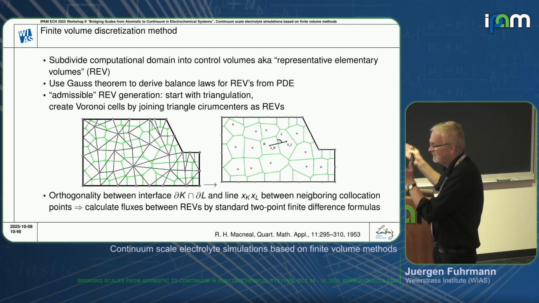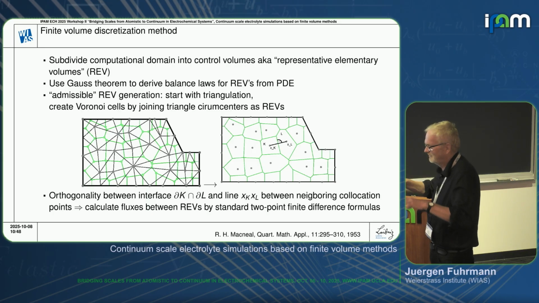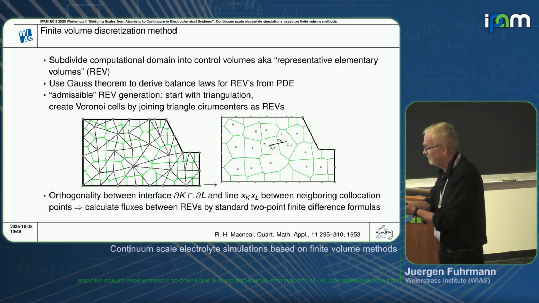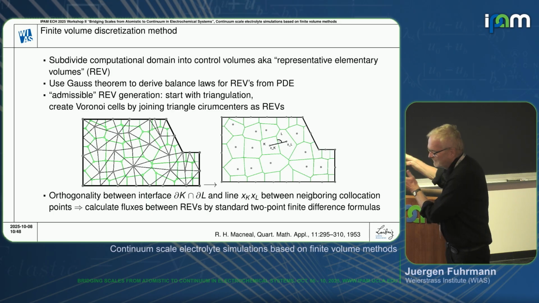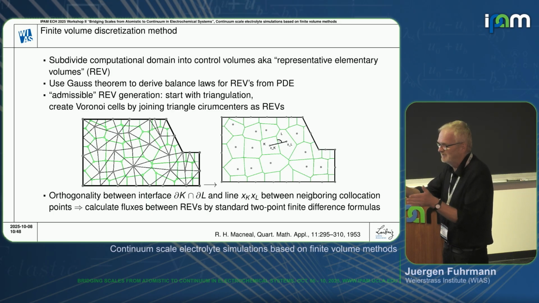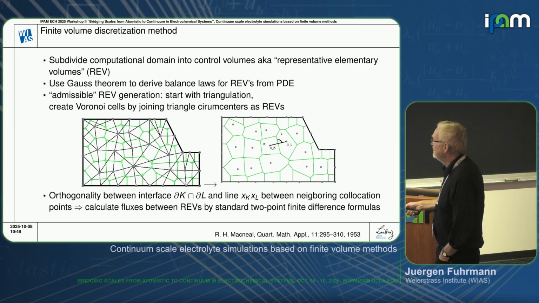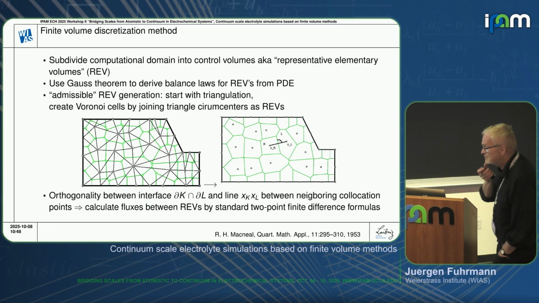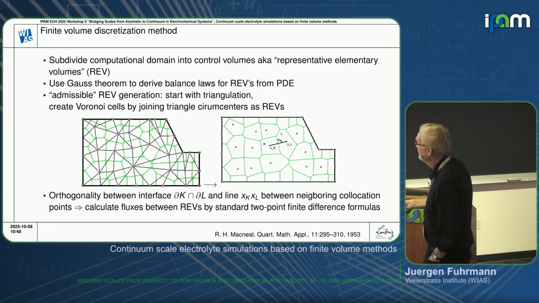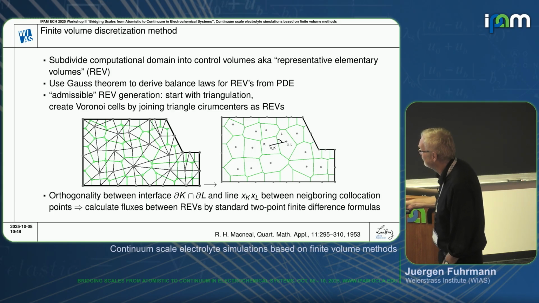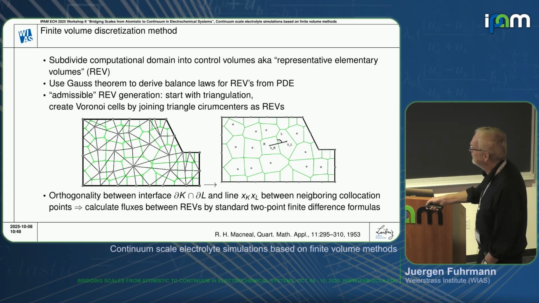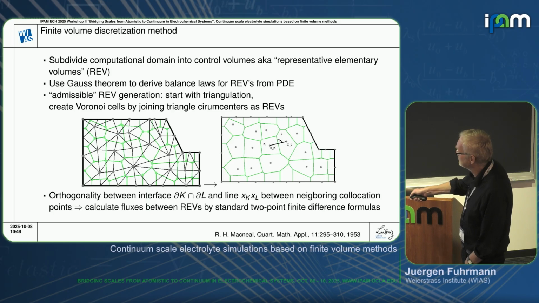Here we do the following: we just construct artificial representative elementary volumes and go back from the derivation of the PDE to the derivation of a discretization system. So that means we can use the triangulation of the domain, so-called Delaunay triangulation, which shall have certain properties, which allow us to take the circumcenters of the triangles and connect them, and this gives rise to the so-called Voronoi cells, where each Voronoi cell contains one of the nodes of this triangulation.